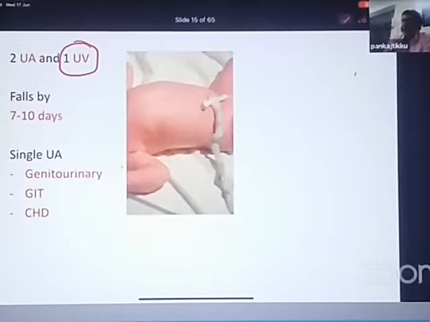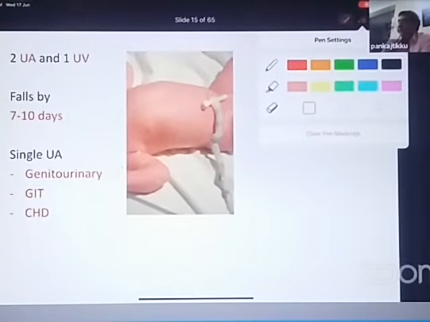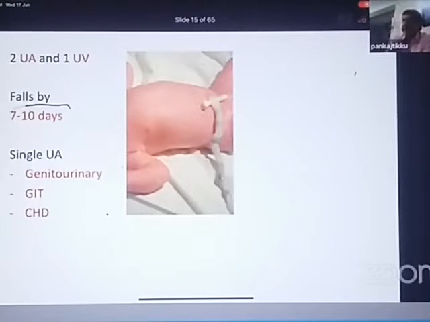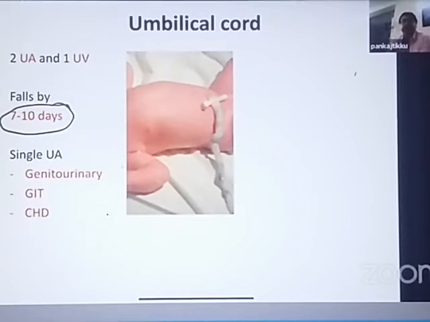So what is the time when the umbilical cord falls? The umbilical cord normally falls by 7 to 10 days. So what are the things that you need to remember for an umbilical cord? Two umbilical arteries, one umbilical vein, and it usually falls by 7 to 10 days after birth. Please remember, you do not need to apply anything at the area where an umbilical cord has fallen. Just keep that area dry.